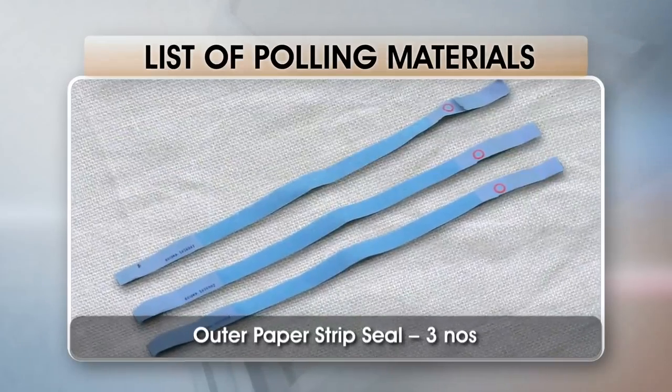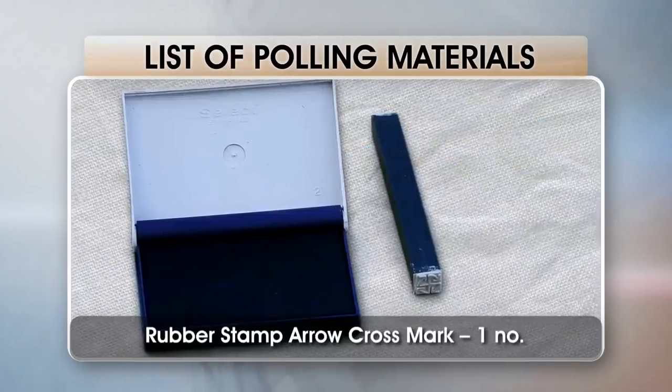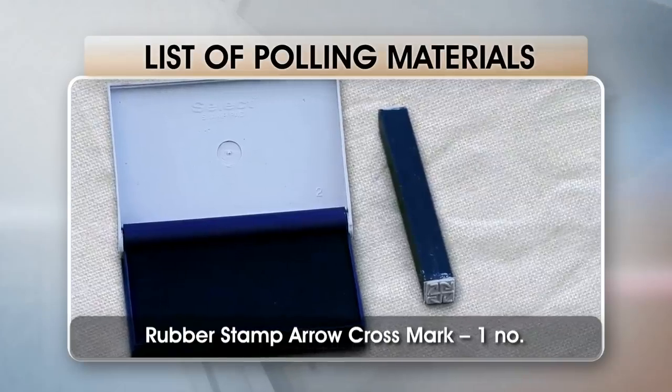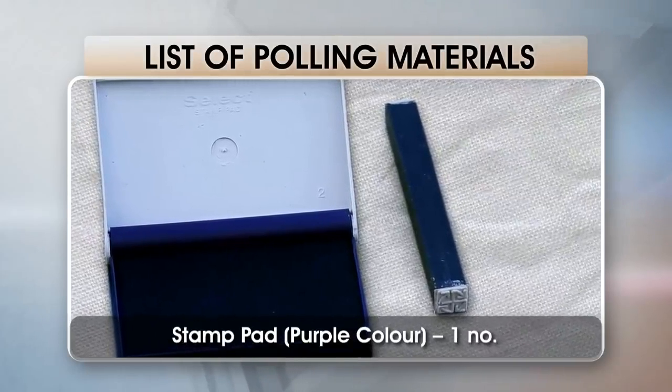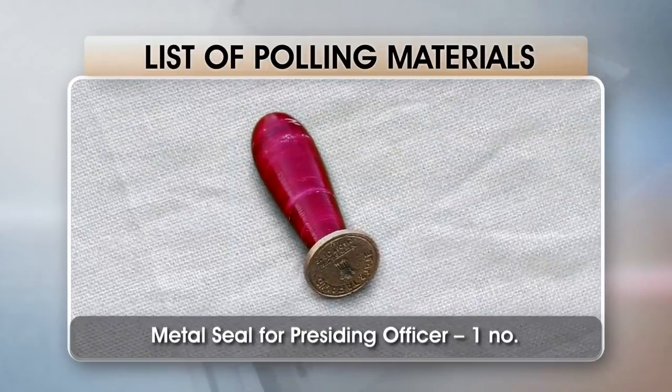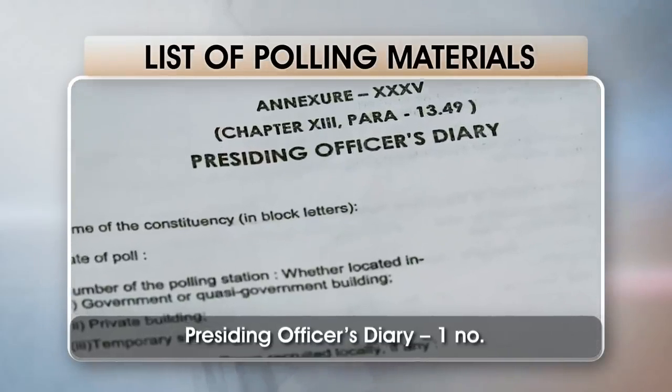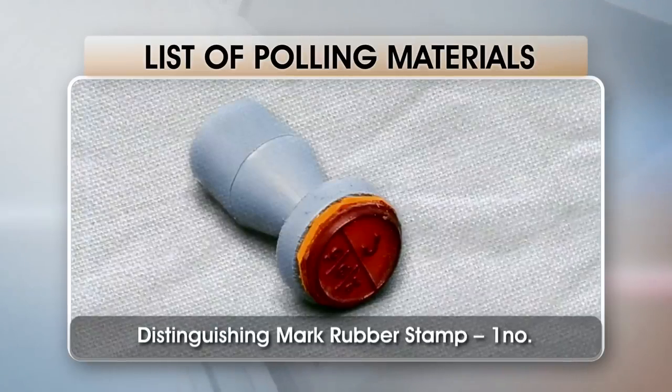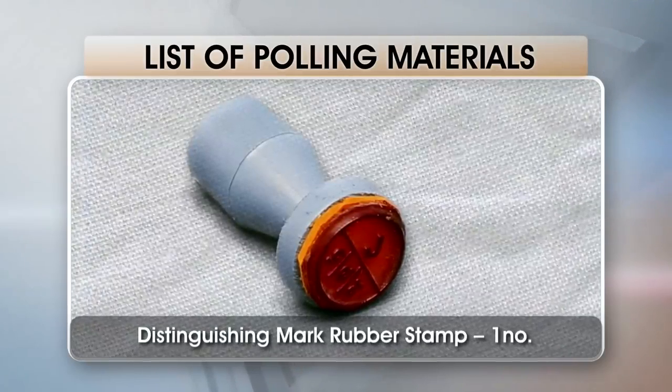Outer paper strip seal, 3 numbers. Rubber stamp arrow cross mark, 1 number. And stamp pad, purple color, 1 number. Metal seal for presiding officer, 1 number. Presiding officer's diary, 1 number. And distinguishing mark, rubber stamp, 1 number.